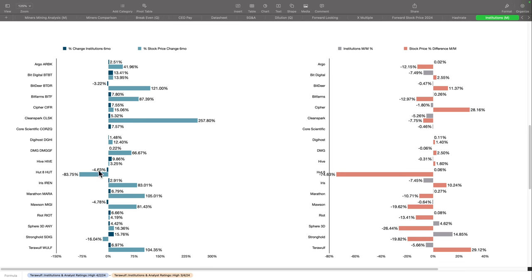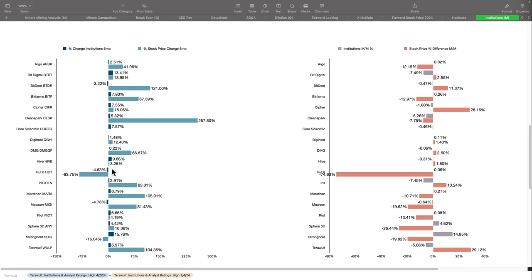Stock price-wise, and then a 4.6% decrease in the institutional side of things. And then who else do we have? That was up quite nicely here. TerraWolf up 104%, right? 6.9% from institutions. Then we got Marathon, 105% as well, 6.79% from institutions.